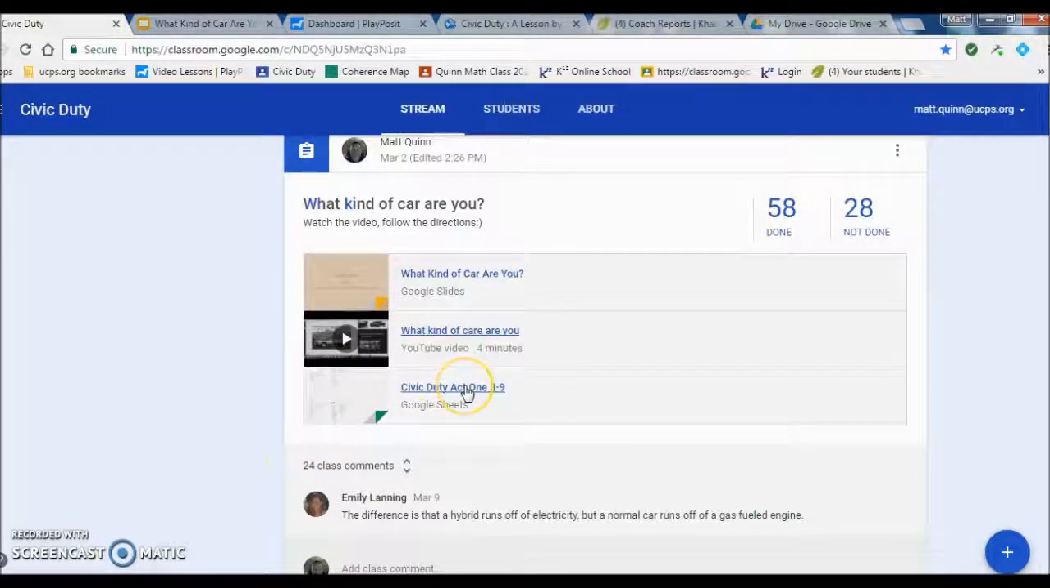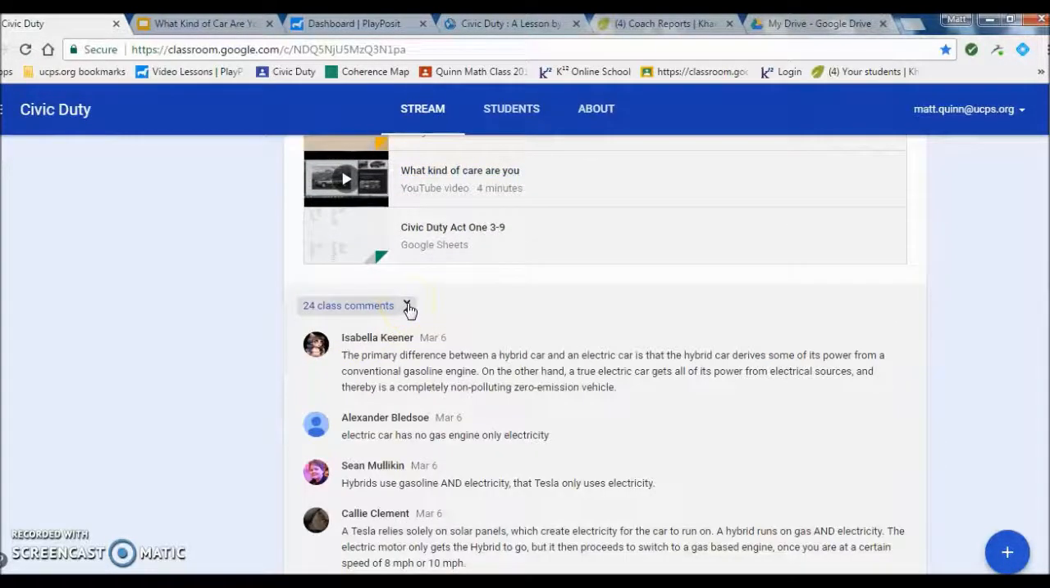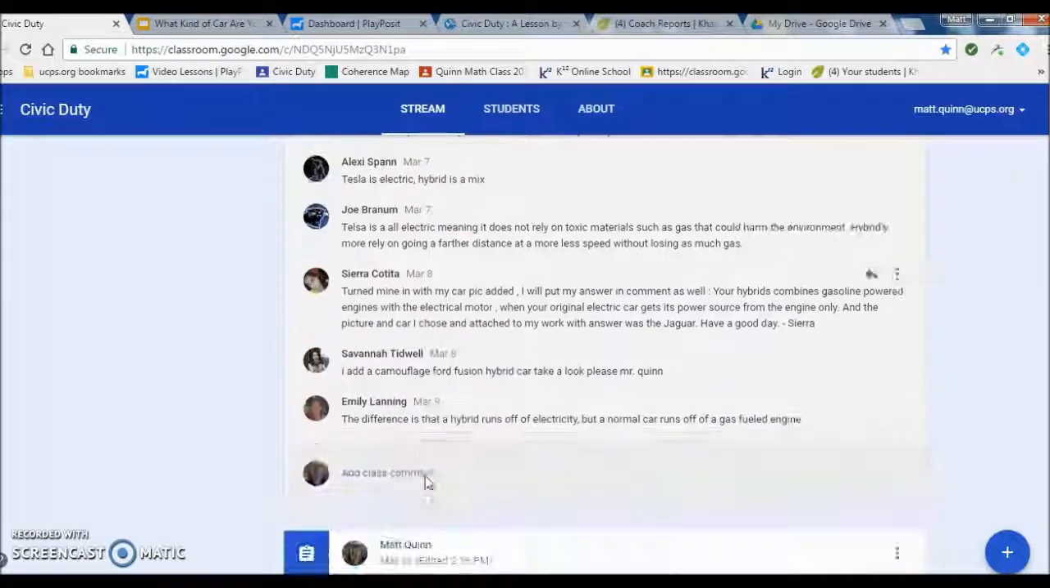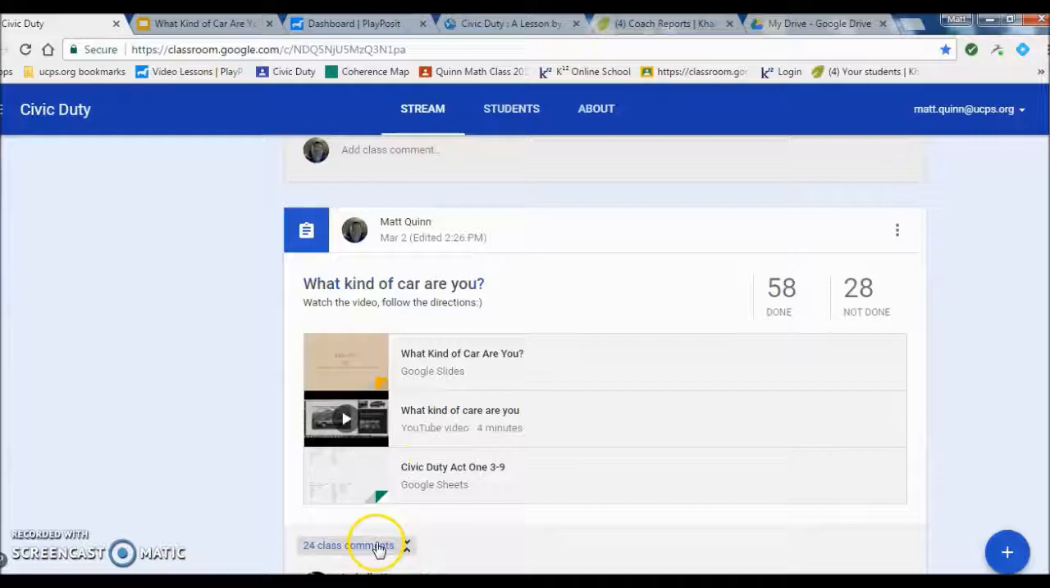This was my first attempt at data. I'm not going to spend a lot of time with it. I think one of the assignments was an exit ticket where I had students explain the difference between a hybrid and an electric car. And as you can see, I've got pretty decent participation. About a third of my students participated with this lesson. We'll just leave that at that.